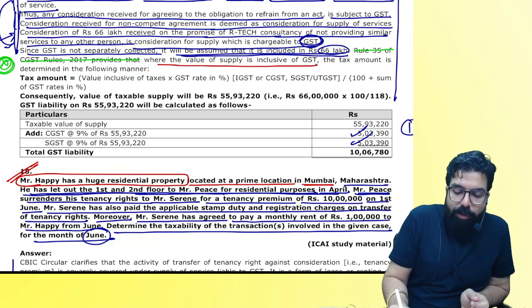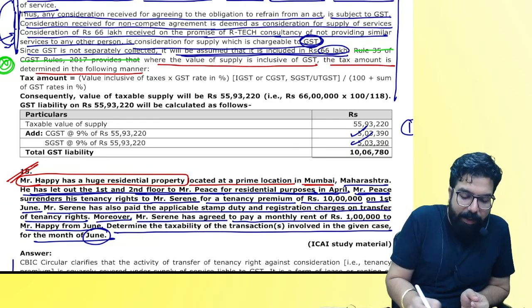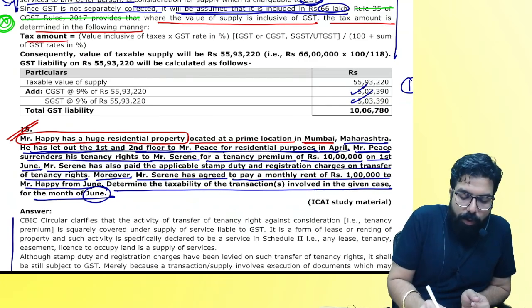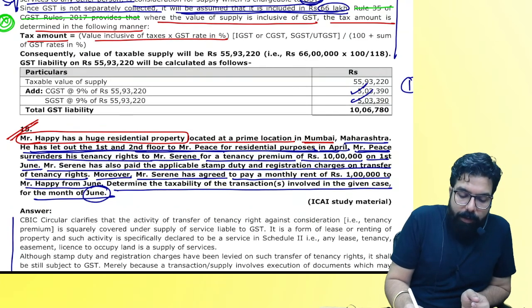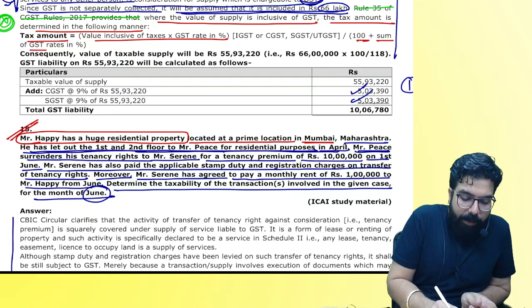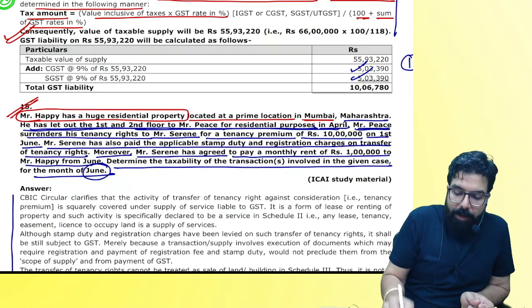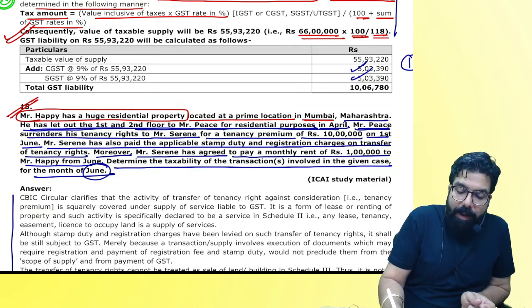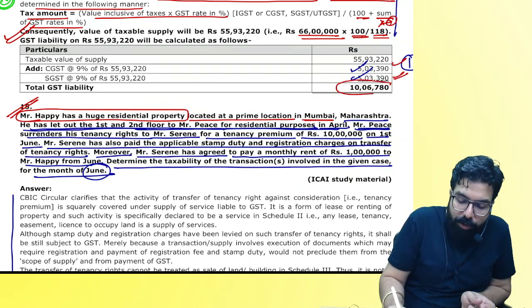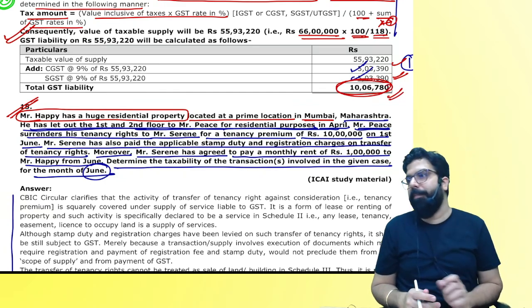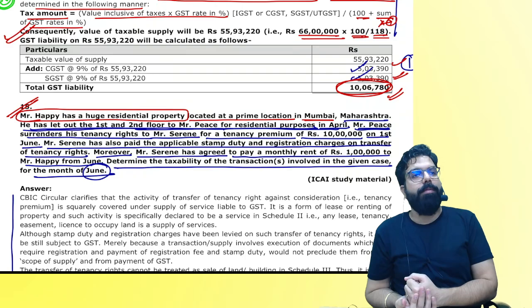Where the value is inclusive of GST, the tax amount is determined in the following manner. Value, are we clear, everyone? Multiplied by GST divided by 100 plus the sum of the GST. Can I go ahead, everyone? And then, out of 66 lakh, into 100 divided by 100, multiplied by the rate, will give you the CGST, and it will give you the SGST, and the total amount of GST is over here. Are we clear, everyone? Will you guys be able to do it at home now?